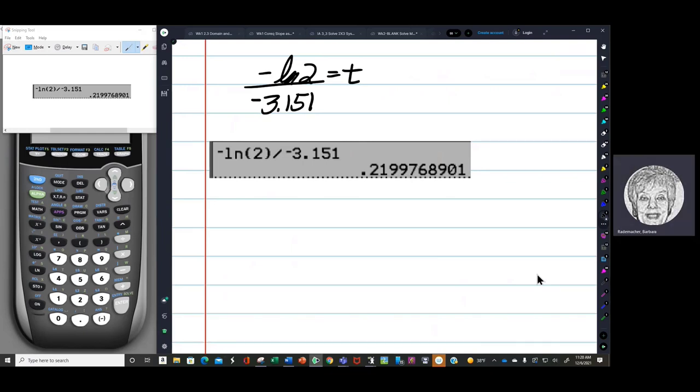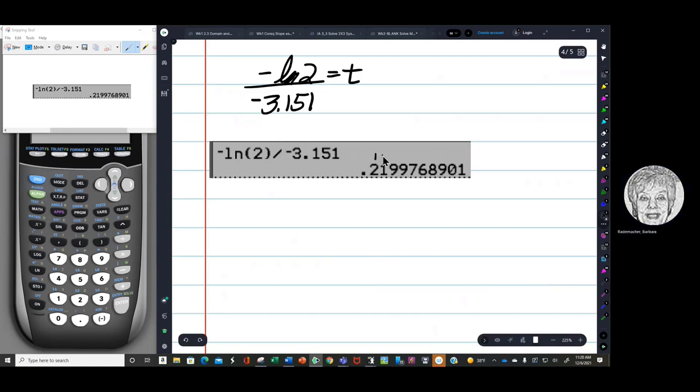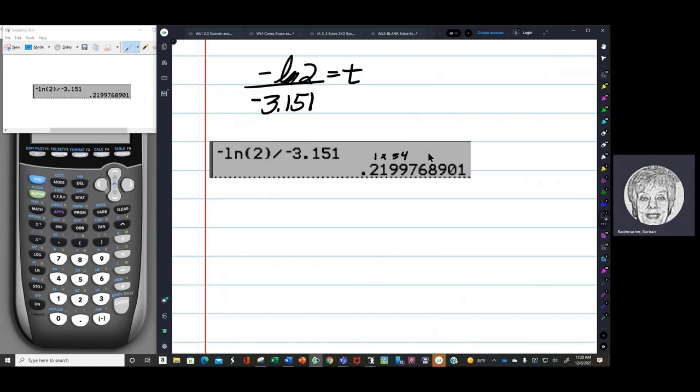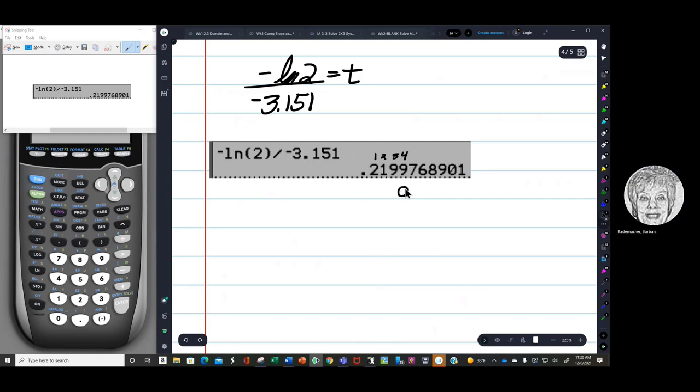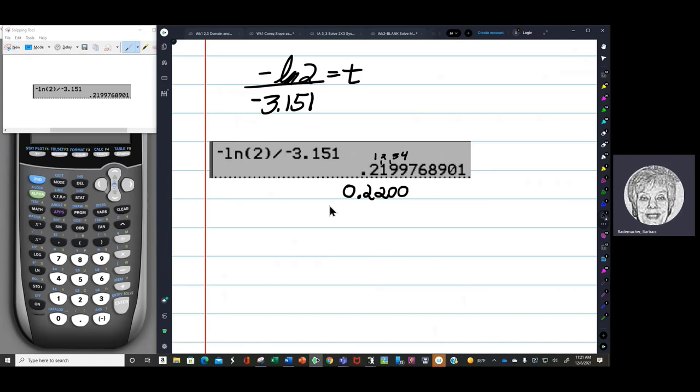All right, we want 1, 2, 3, 4 decimal places, followed by a 7. Now, this is why this problem is so much fun. The 7 causes the 9 to round up to a 10. I carry the 1. 1 plus 9 is 10. I carry the 1. 1 plus 1 is 2. Bring down that 2. Bring down the decimal point. And put a 0 in front. The calculator doesn't need it, but sometimes you need it.